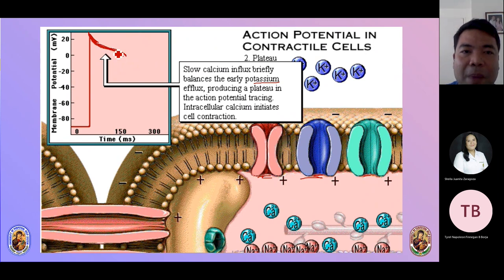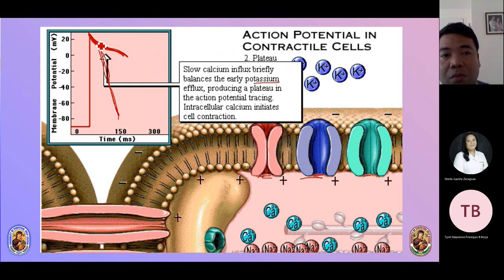Nagkaroon ng mabagal na pagpasok ng calcium. Ang resulta, instead of this rapid repolarization na tuloy-tuloy na pagbaba sana, ganito mangyayari sana eh, kung ang potassium lang ang bukas. Kaya lang, nakisabay yung calcium. So there is slow influx of calcium. So nagkaroon ngayon nito. Ito ngayon yung tinatawag nating plateau. And it is due to the opening of calcium channel.